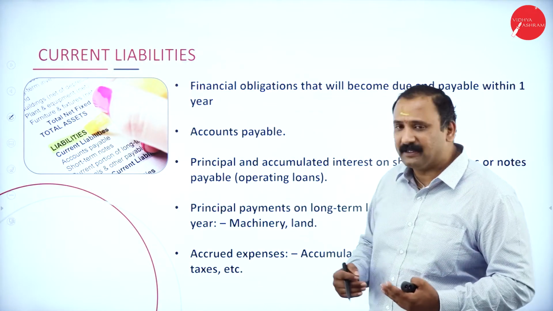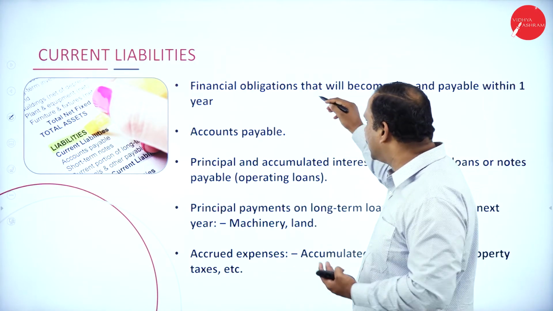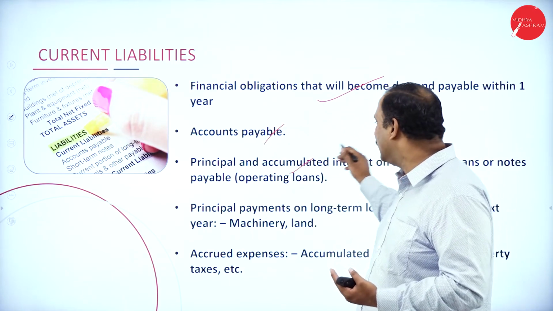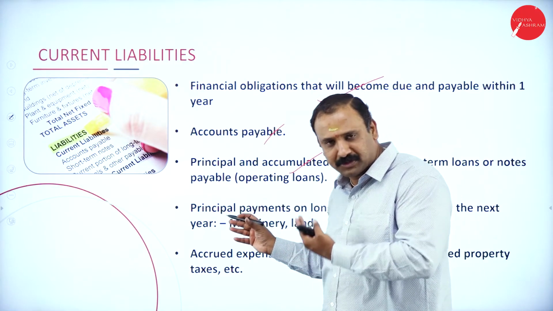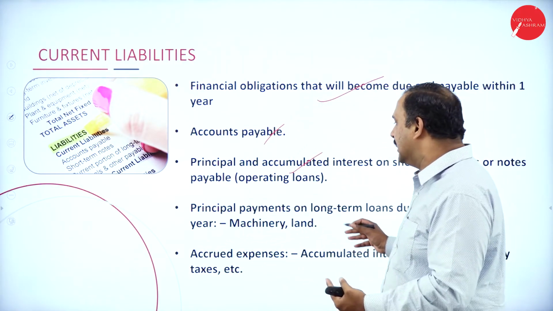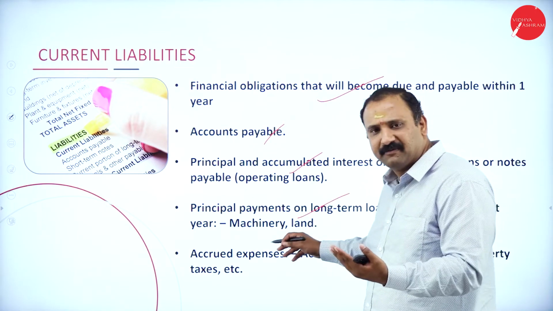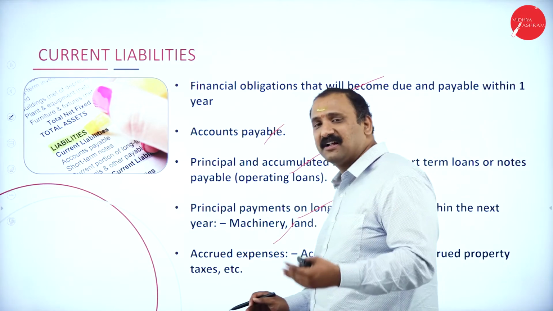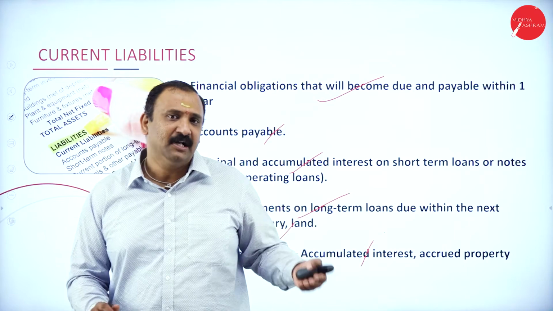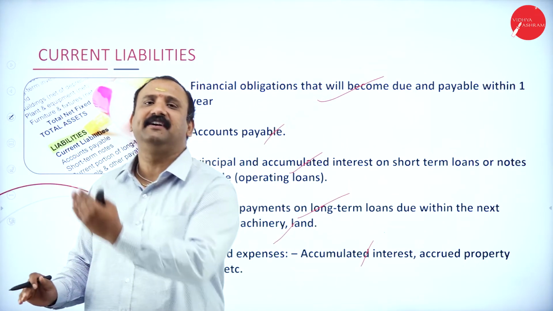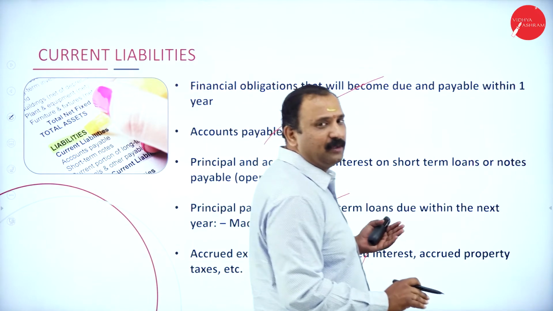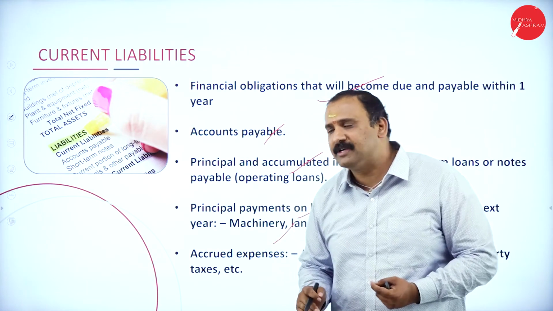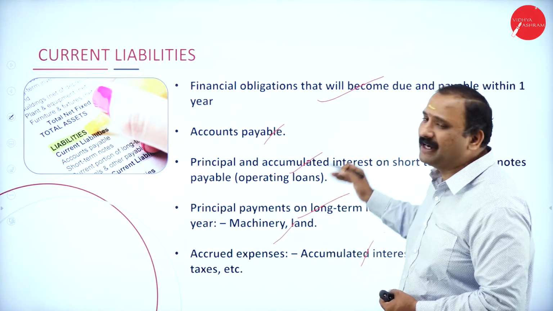Followed by the current liabilities. Now, what are the current liabilities? The financial obligations that will become due within a year. So, accounts payable, your principal and your accumulated interest, which is payable over the current year. Principal payments on long-term loans, especially when we talk about your machinery and land, accrued expenses over a period of time, your accumulated interest, taxes and all those factors which are going to come to you in this current year itself. All these factors will matter a lot when we are talking about current liabilities. That is why I would always say current liabilities matter.